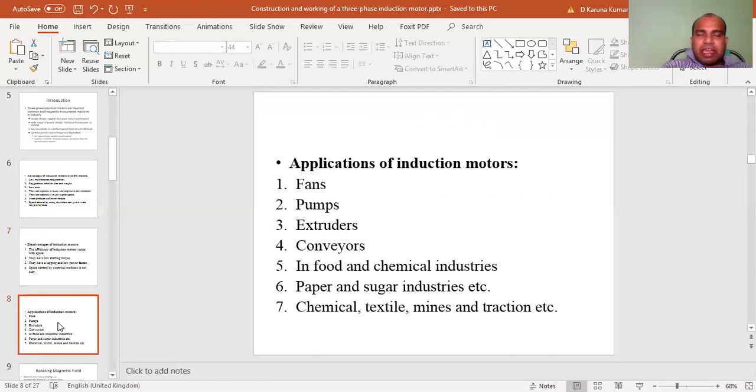What are the applications of induction motors? They can be used for fans, pumps, conveyors, food and chemical industries, and paper and sugar industries. These are the main applications of induction motors.